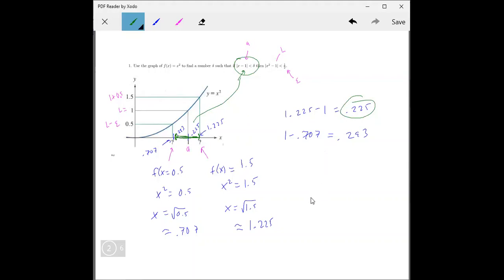So 0.225 would be the answer to the first exercise. So delta equals 0.225 would be the one that you want to choose. Okay, let's go on to the next exercise.